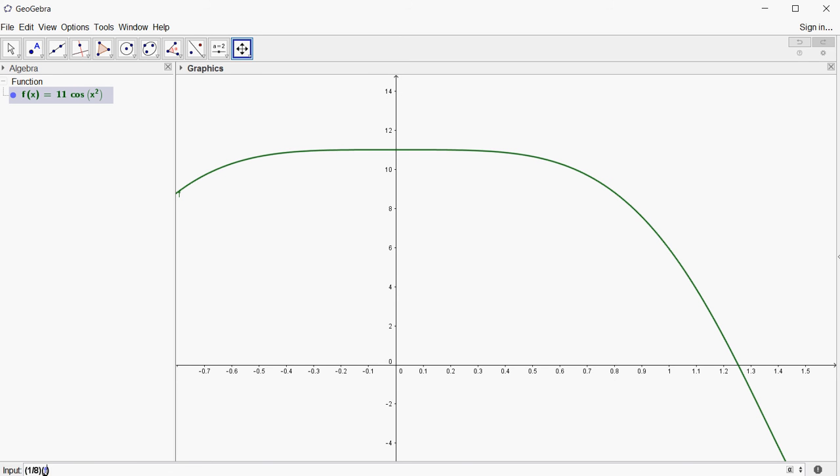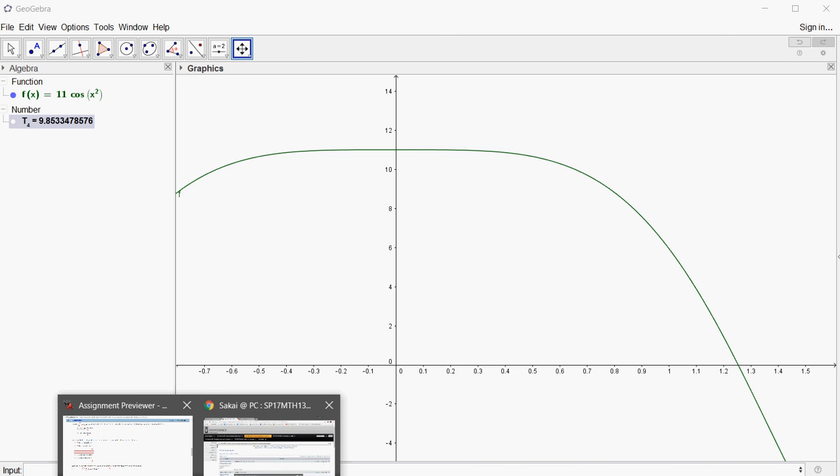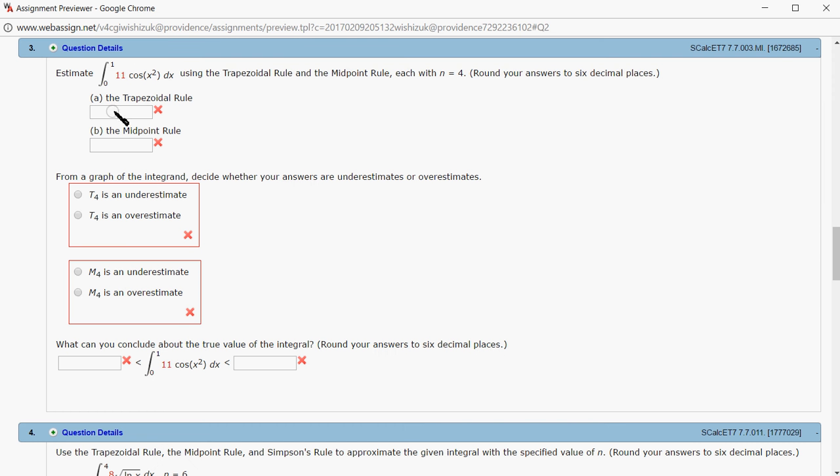Then we put f of 0 plus 2 times f of 0.25 plus 2 times f of 0.5 plus 2 times f of 0.75 plus f of 1. I can just name it T sub 4. Let's get that value. It came back, and T4 came out to be 9.853348-ish. Let's type it in there. So that's the trapezoid rule.